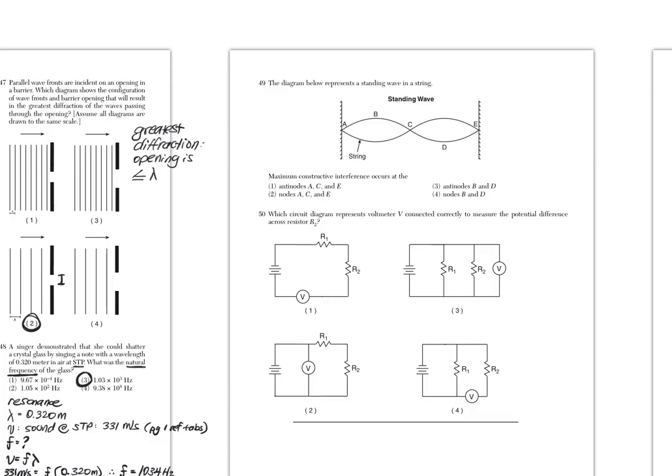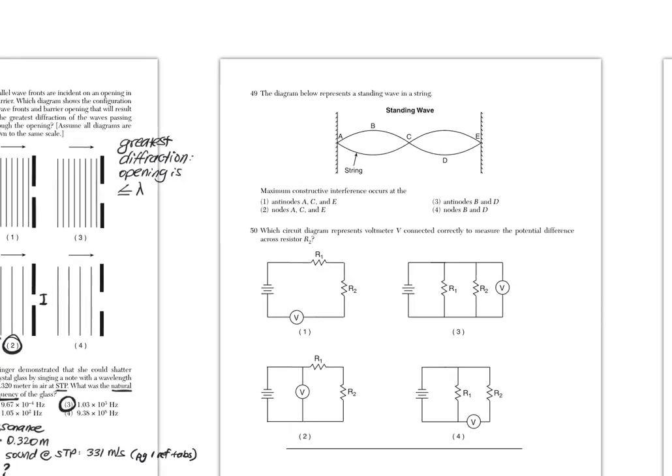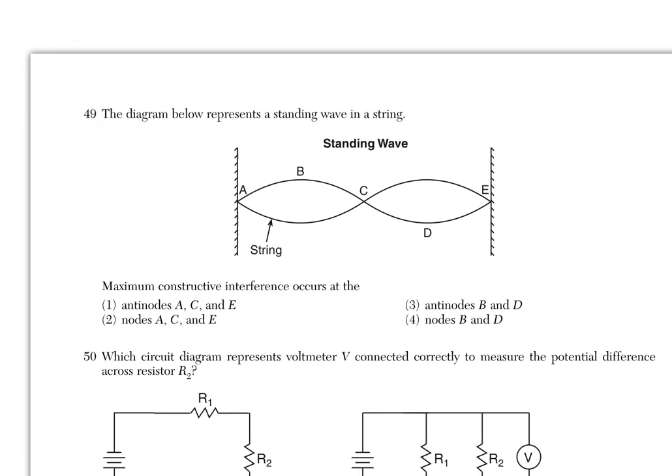And we have these last two questions in multiple choice. We have 49 and 50. Let's take a look at 49. So we have a picture of a standing wave. The wave's not traveling anywhere. And then on the standing wave, we have the nodes, the points of maximum destructive interference. Those are the red circles there. There's no motion at a node, and that's where maximum destructive interference happens at those points.